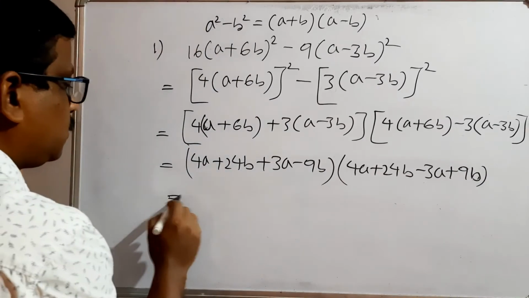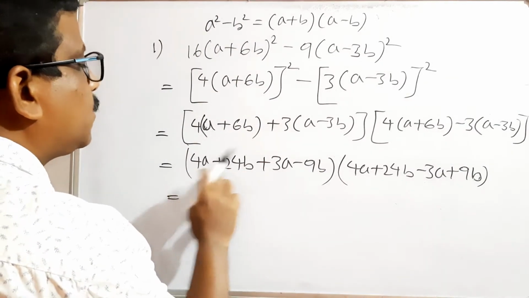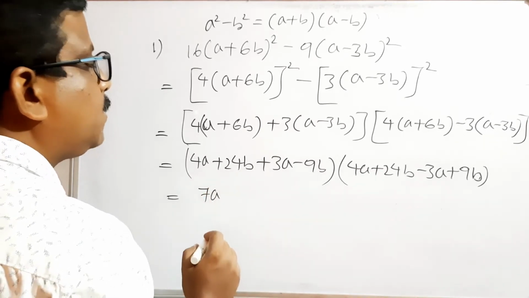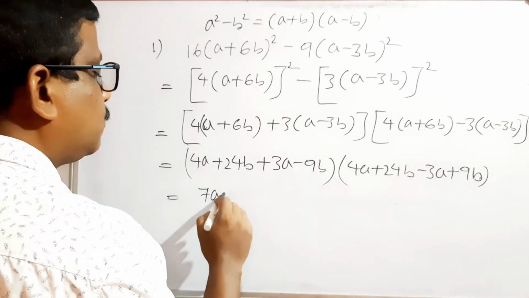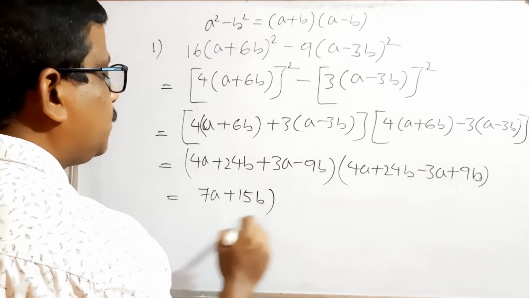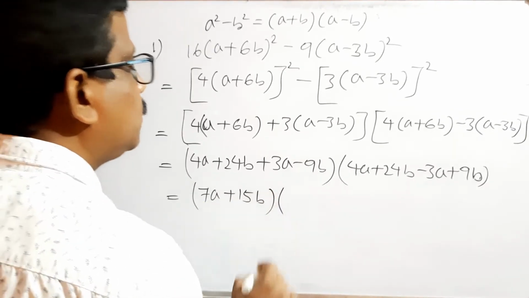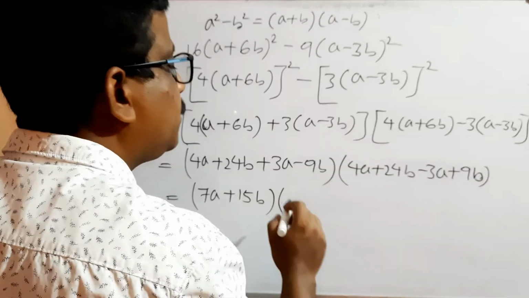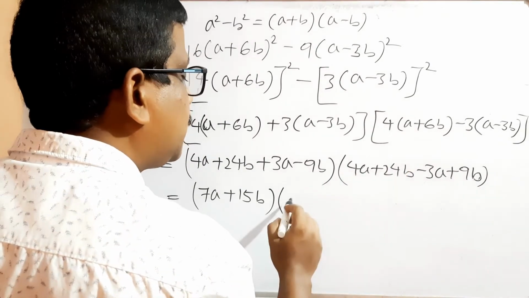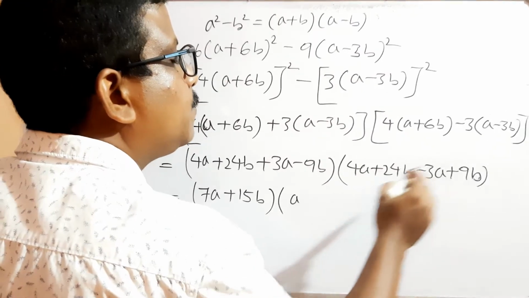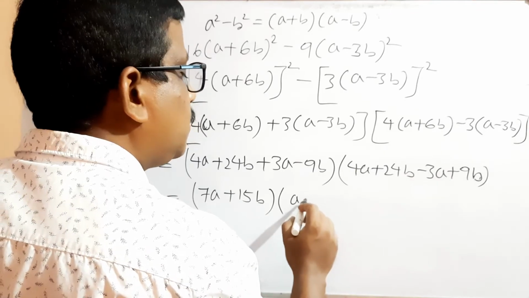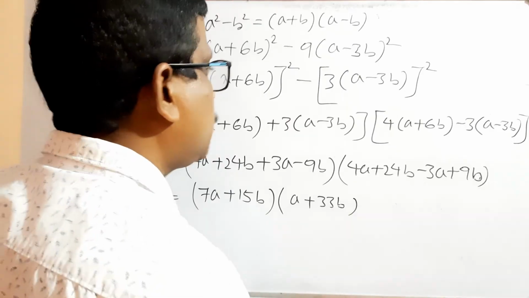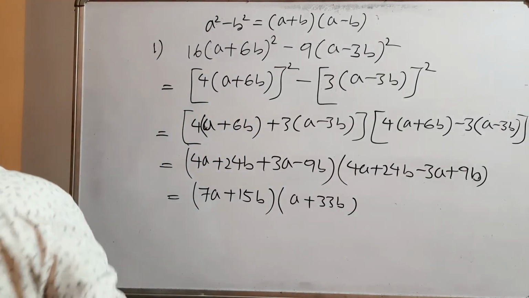Now like terms: 4a plus 3a is 7a, 24b minus 9b will be plus 15b, clearly 24 minus 9 is 15. Now here 4a minus 3a is a, 24b plus 9b will be plus 33b. Over. Understood? Another one I am doing.